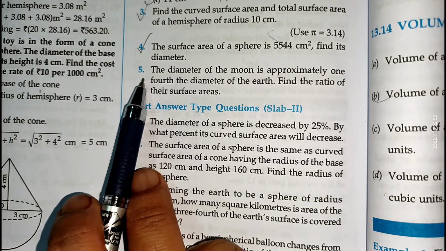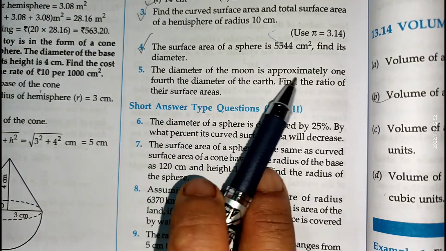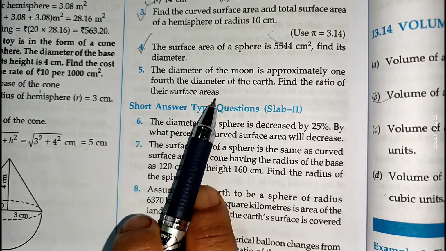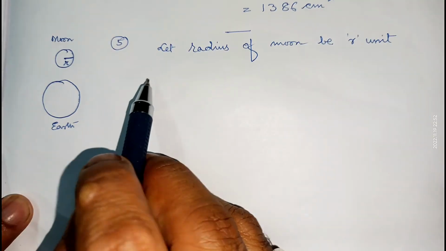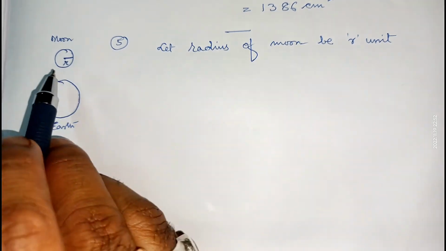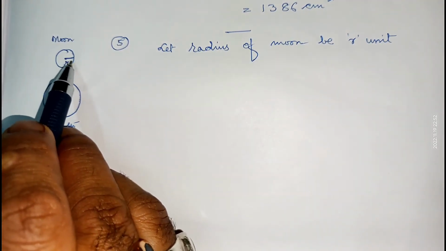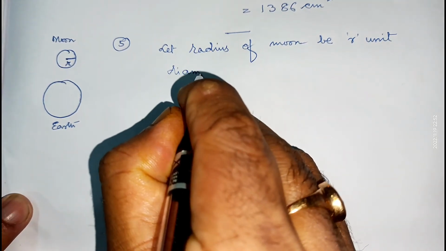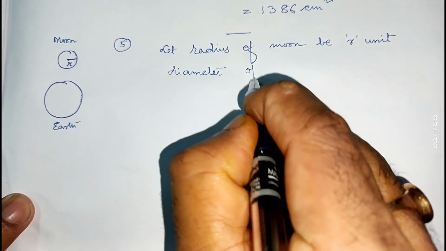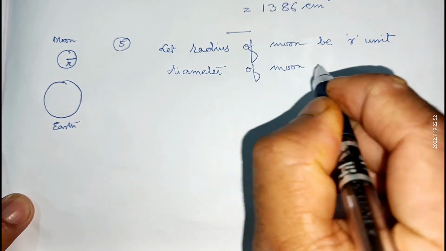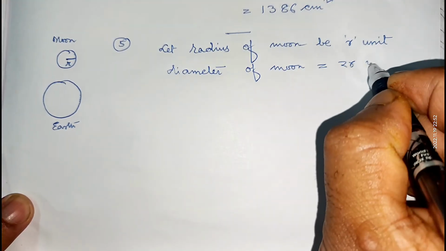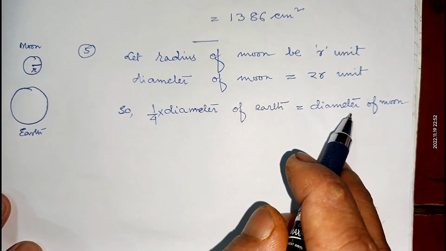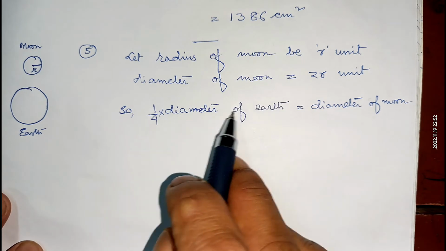In question number 5, it is given that the diameter of the moon is approximately 1/4 the diameter of the earth. Find the ratio of their surface areas. Here we can consider, let the radius of the moon be r unit. If the radius of the moon is r, then the diameter of the moon will be twice r. So we can write the diameter of the moon is twice the radius, equal to twice r unit. Now in the question it is given that the diameter of the moon is approximately 1/4 the diameter of the earth.